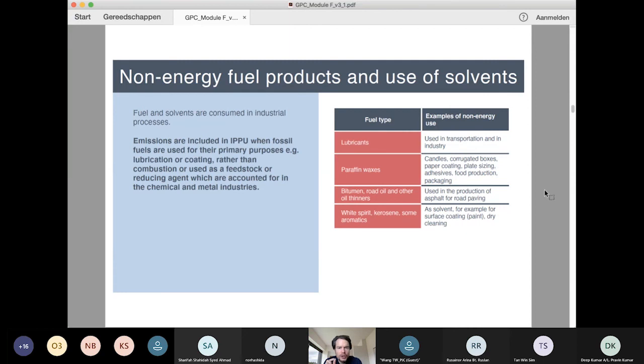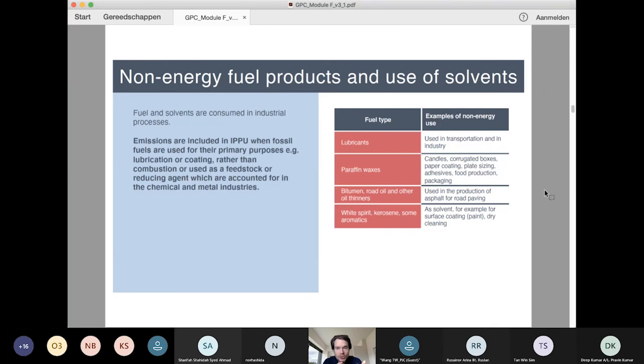So think about the use of the fossil fuel. If it is to generate energy for combustion, it comes under stationary energy. If it's used as part of an industrial process that seeks to chemically or physically transform materials, it's industrial processes. If it's used for lubrication or coating, because it's slimy and sticky, then it comes under product use. So the table on the right has the examples. Lubricants in transportation, to keep vehicles and machinery lubricated, you tend to use a lot of lubricants.